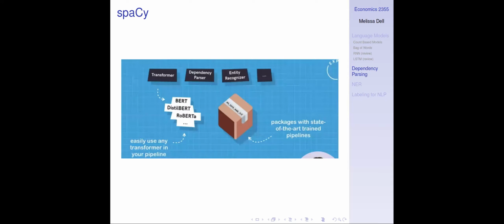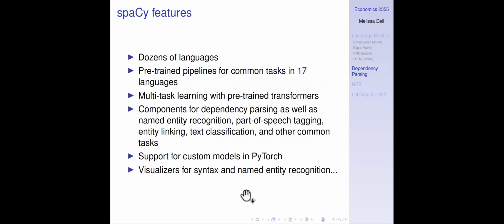And so the general idea is they embed the information using one of these transformer-based models that we'll talk about, and then you can do things on top of that, like dependency parsing, or you can do named entity recognition.